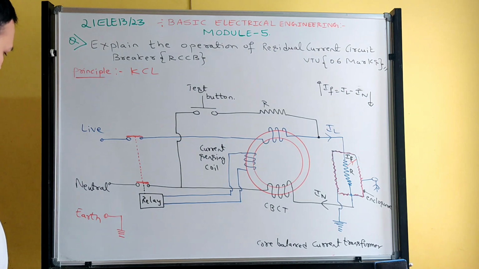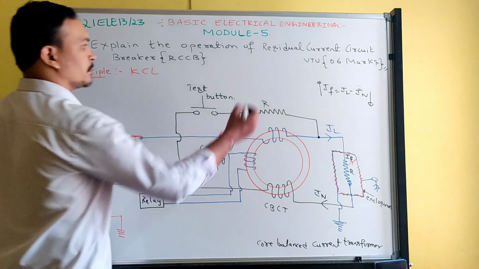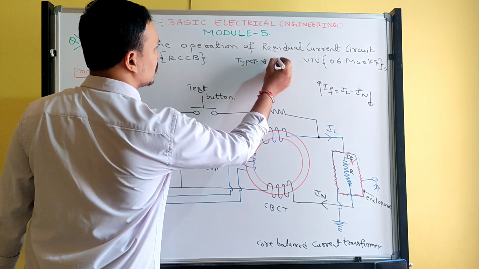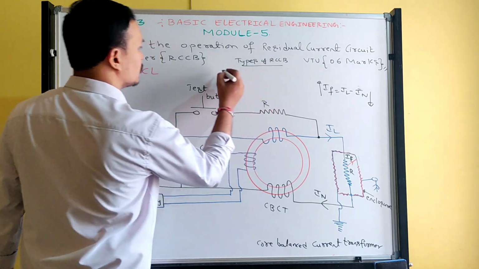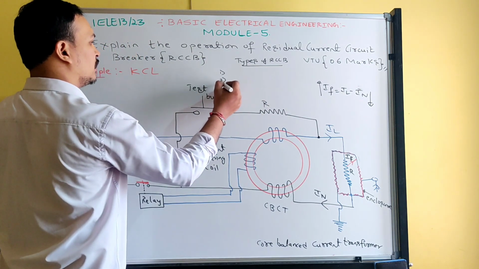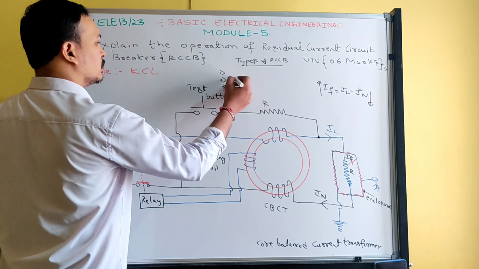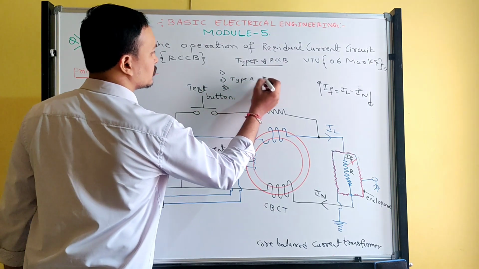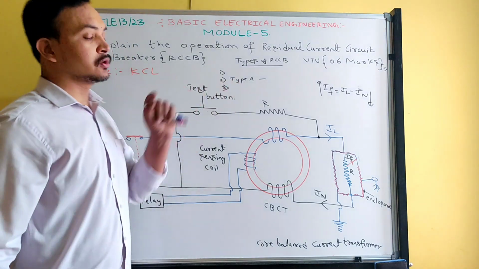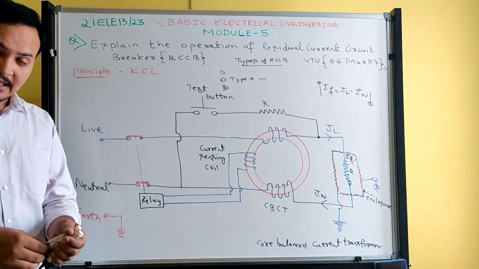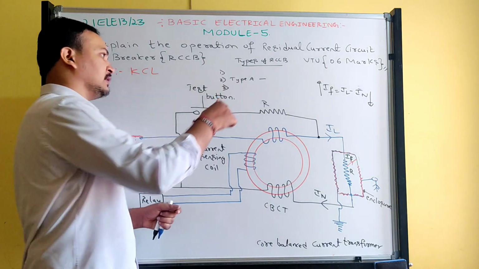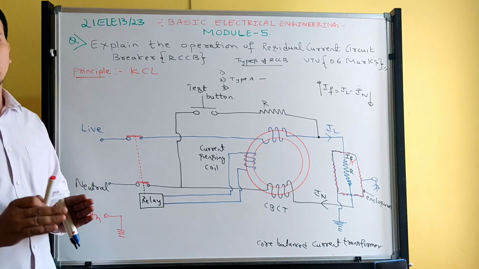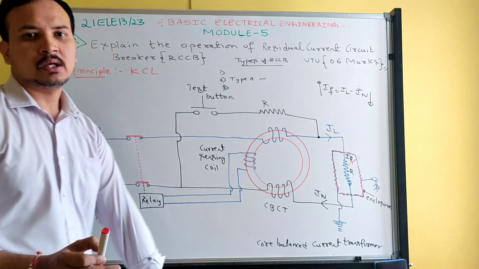And another thing is types of RCCB. Types of residual current circuit breaker. So we have three types of circuit breaker. The second one I am going to write: type A circuit breaker. See, I am writing the types of RCCB depending on the sources available. We have AC source as well as DC source.